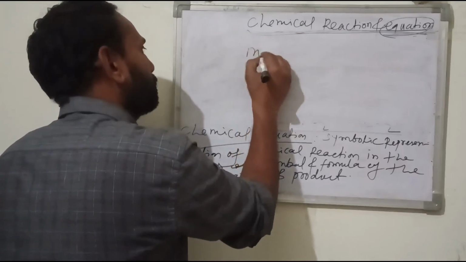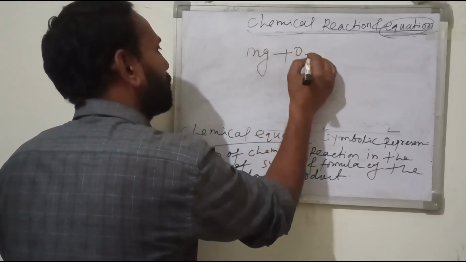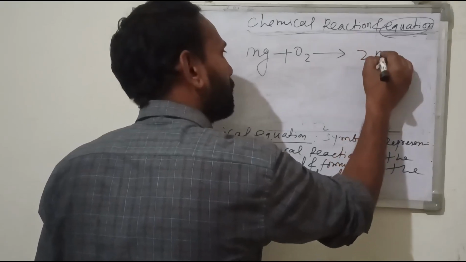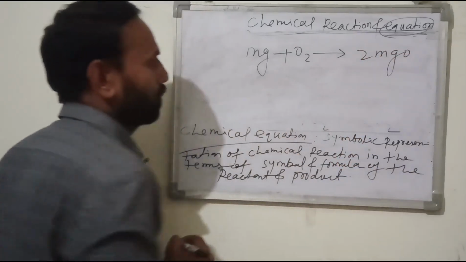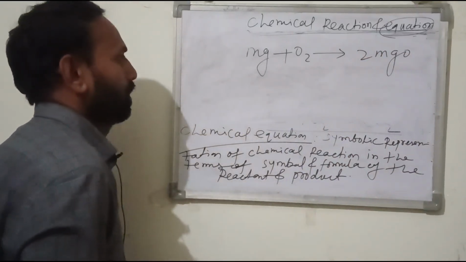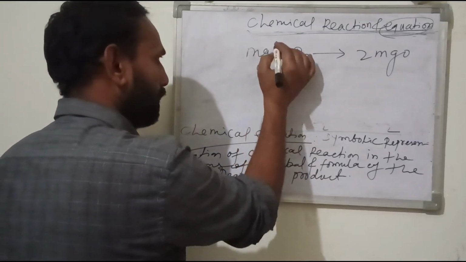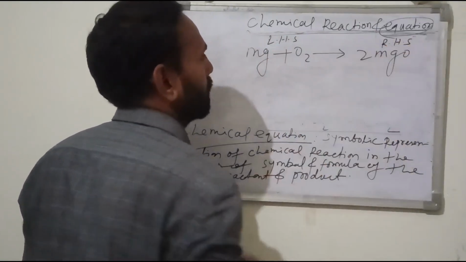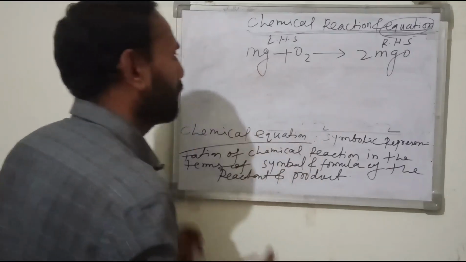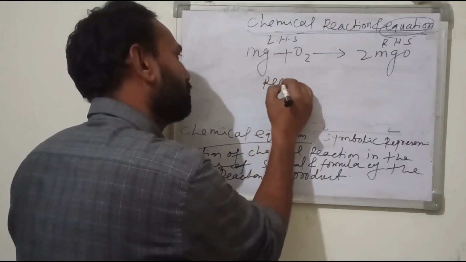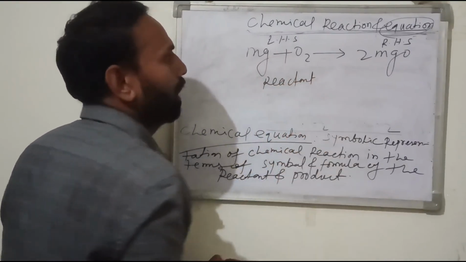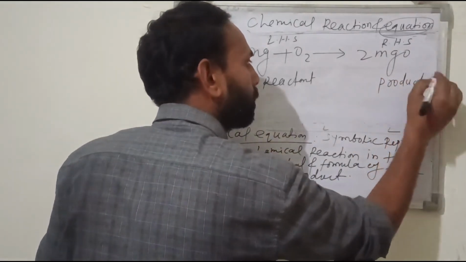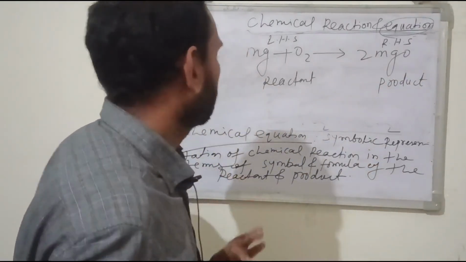Okay, I am taking magnesium Mg plus oxygen and both are combined and form a new substance, magnesium oxide. Okay, you can see this is the LHS, the left hand side, and this is the right hand side. Part of the left hand side you can say this is the reactant. Okay, and part of the right hand side you can say this is the product. I think reactant and product will be clear.